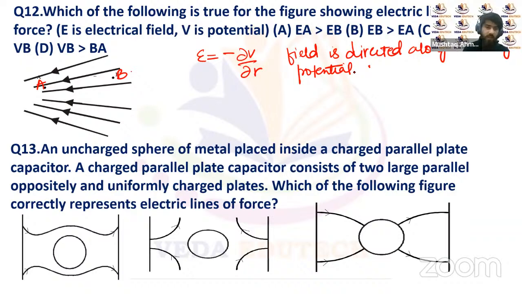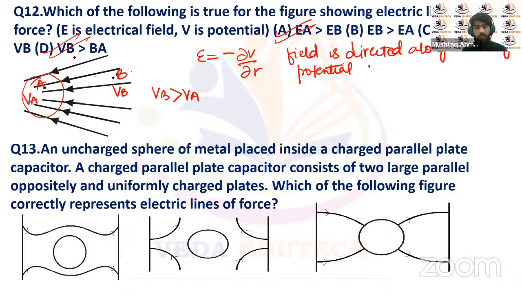So you can see here, if this is the direction of the electric field lines, and the potential at this point is VB and the potential at this point is VA, it is along the direction of decreasing potential. It means that VB must be greater than VA. So the potential at B will be greater than the potential at A, and the density of the electric field lines is more here. So the electric field at point A will be greater than the electric field at point B. So there are two correct options: the field at A will be greater than the field at B, and the potential at B will be greater than the potential at A. So option A and option D are the correct options for this question, right?